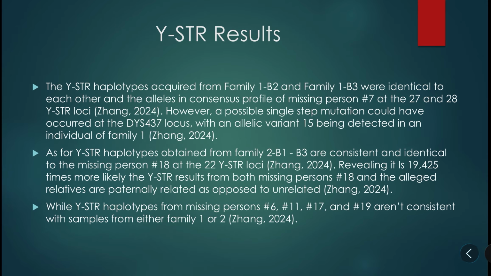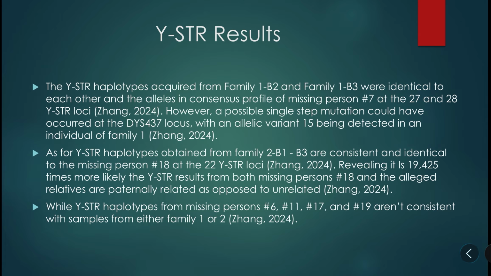Y-STR results. The Y-STR haplotypes acquired from family 1b2 and family 1b3 were identical to each other, and the alleles in the consensus profile of the missing person number 7 at the 27 and 28 Y-STR loci. However, a possible single-step mutation could have occurred at the DYS437 locus, with an allelic variant 15 being detected in an individual of family 1.